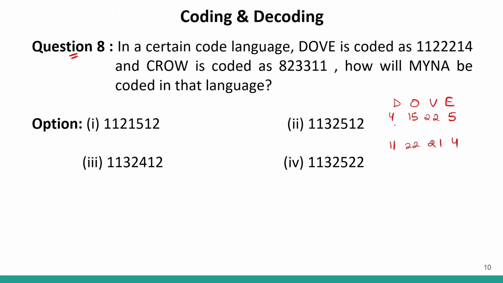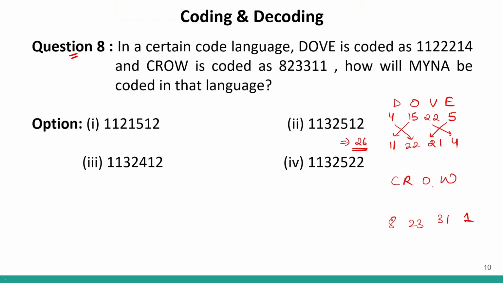If I look over here, if I see these two and these two, they basically form the sum of 26. Correct? They basically form the sum of 26. So basically, I have reduced 26 to get this. Correct? So for crow also, let us check. Crow is coded as 8, 23, 31 and 1. Correct? 8, 23, 31 and 1.